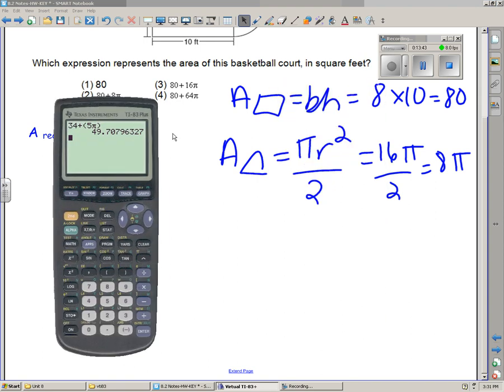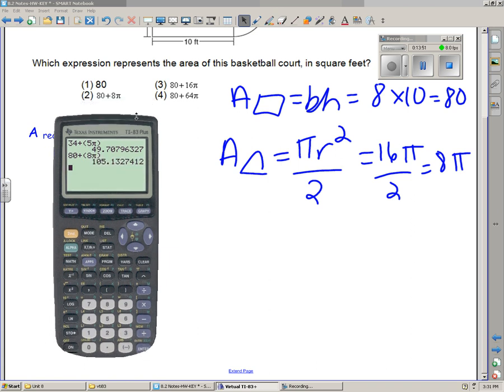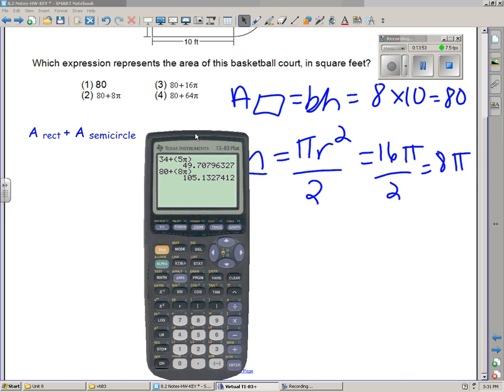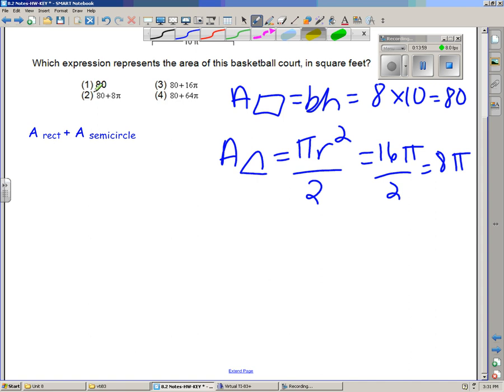Calculator. So we're looking to have 80 plus 8 pi, and the answer that we get is 105. Oh, actually, that's not what they want. If you look at the question, they don't even want a numerical answer. It's 80 plus 8 pi. So I should have actually stopped and looked at the answers. 80 plus 8 pi is going to be your final answer.